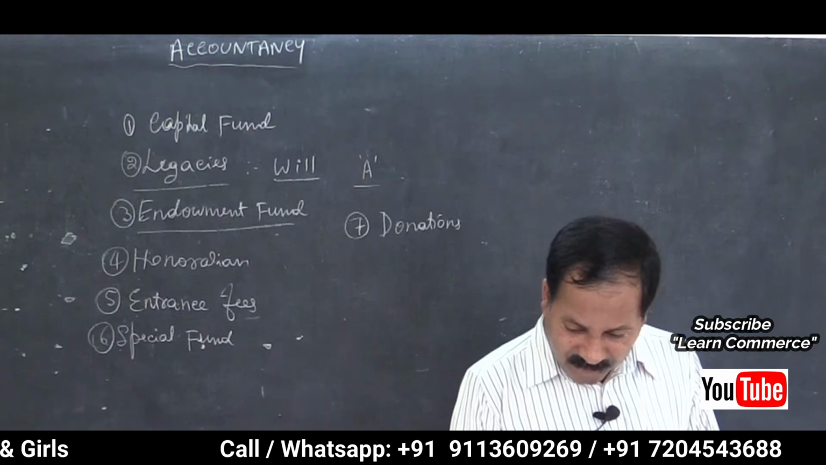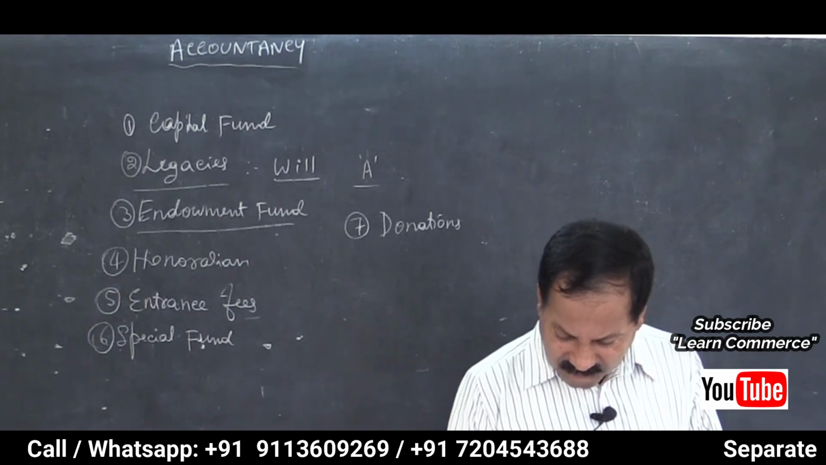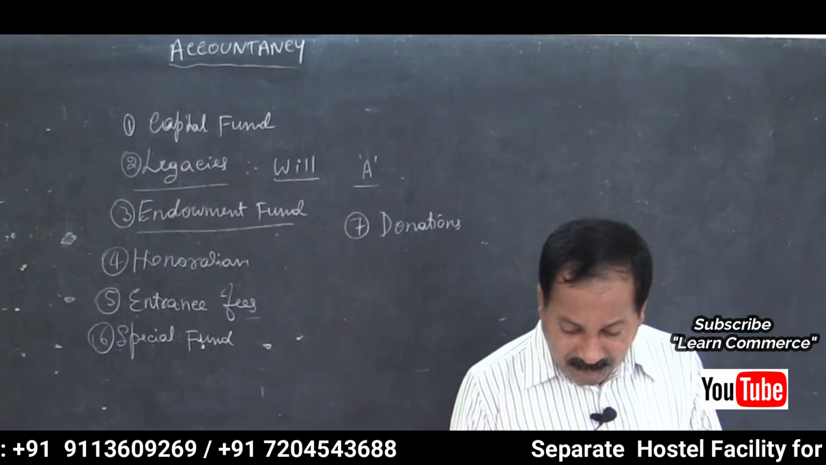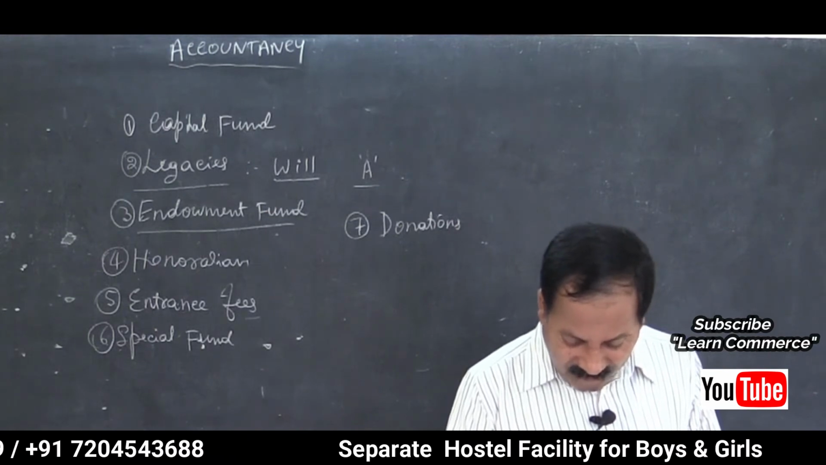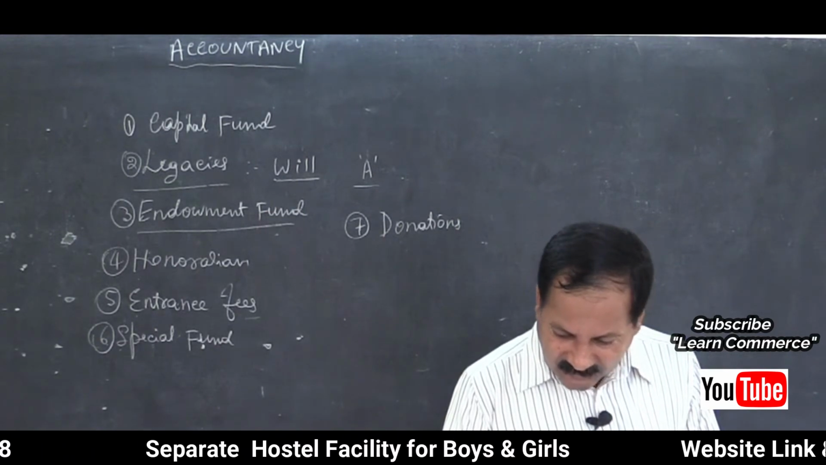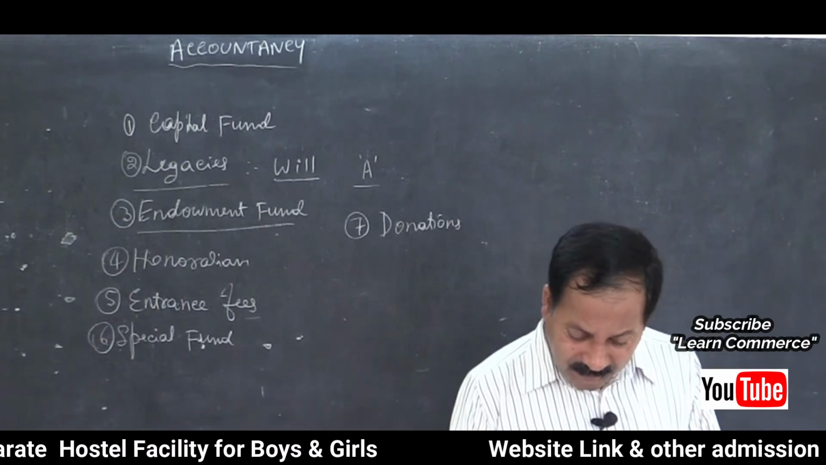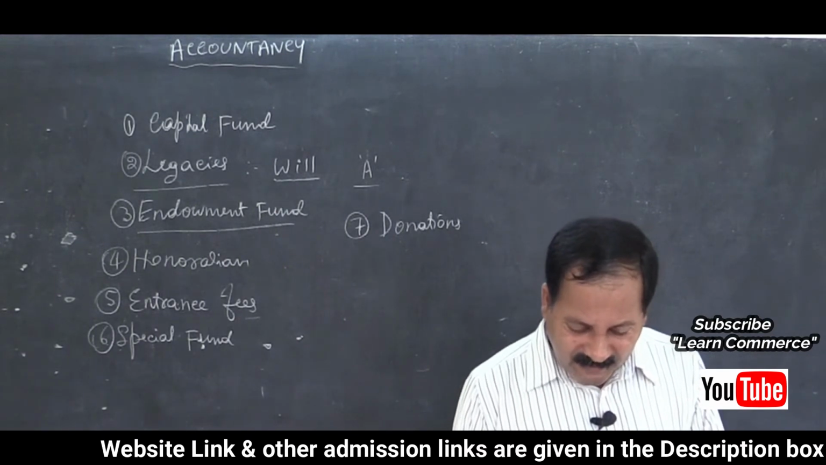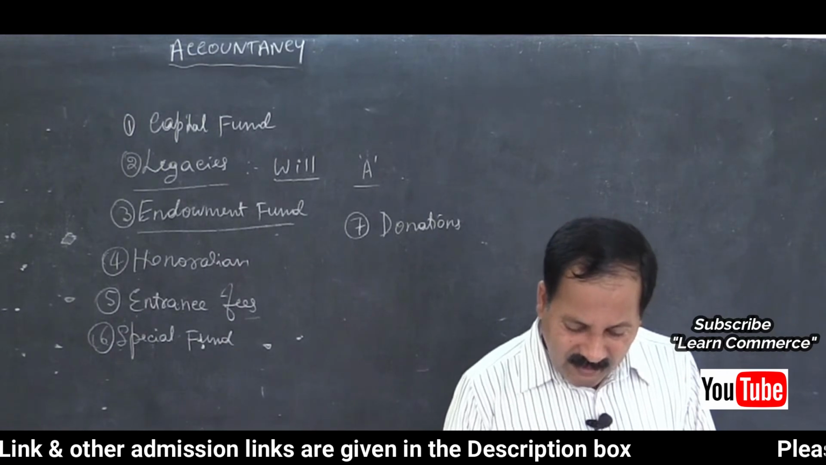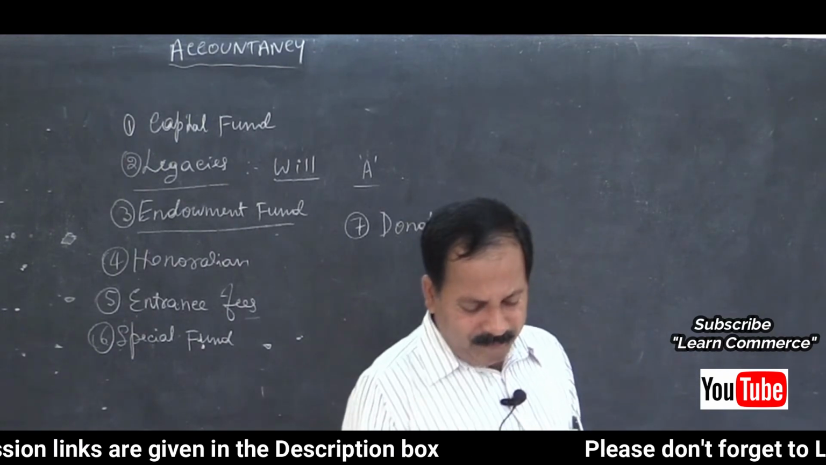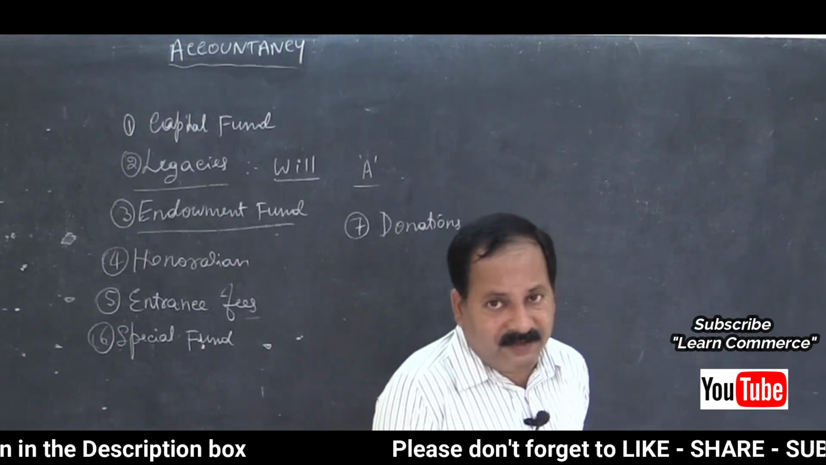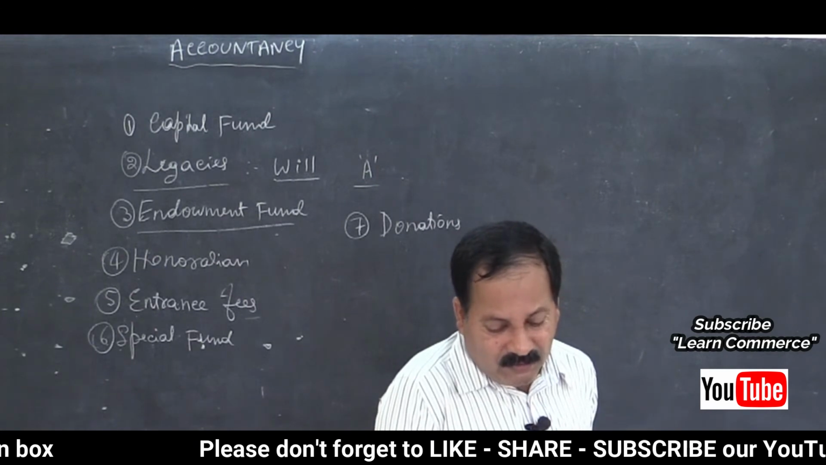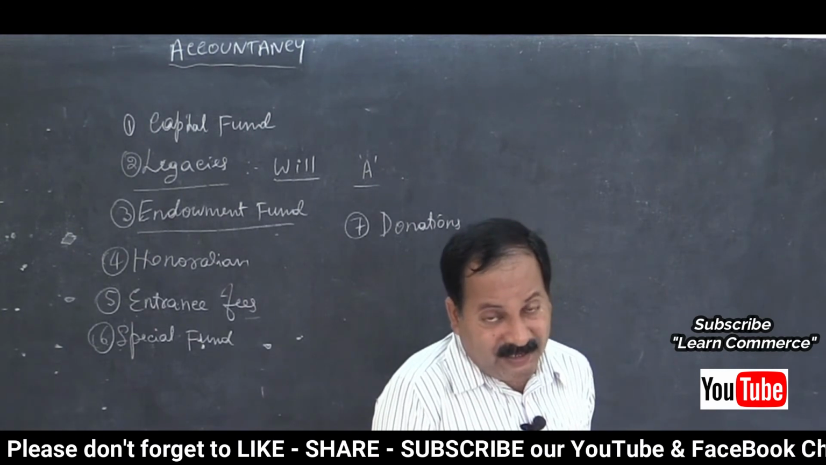With this, the treatment of the different items comes to an end. I'll take up the problem part in the next class, but before that, let us analyze some items. Capital fund, I already told you, is a capitalized receipt. So on the liability side of the balance sheet, it is capital in nature.